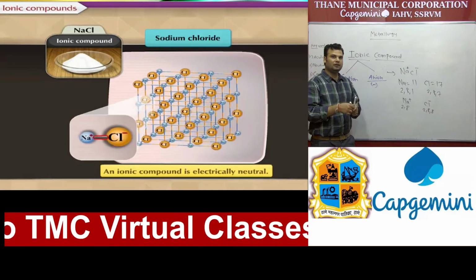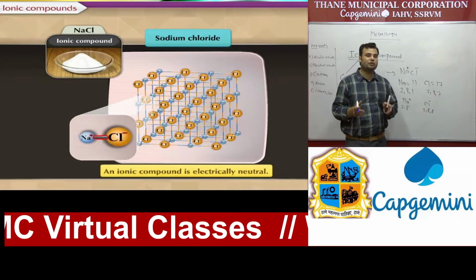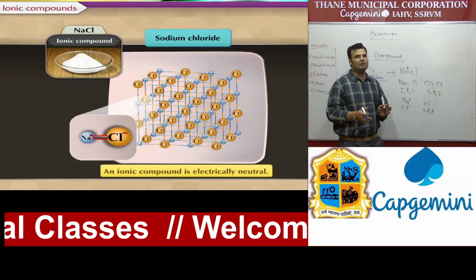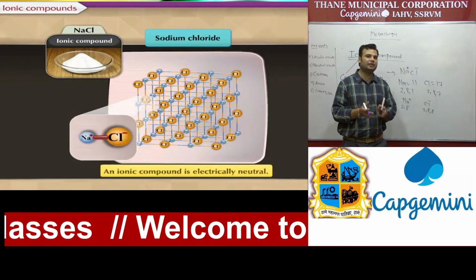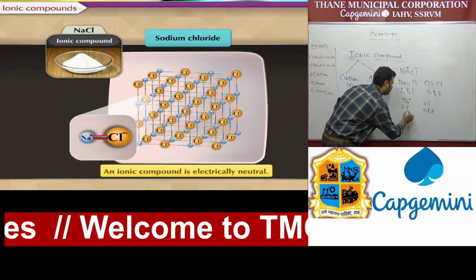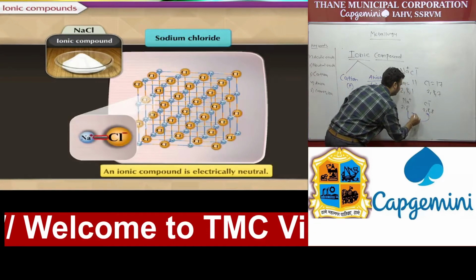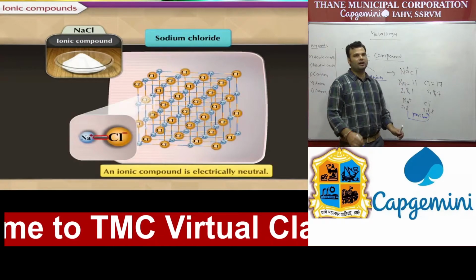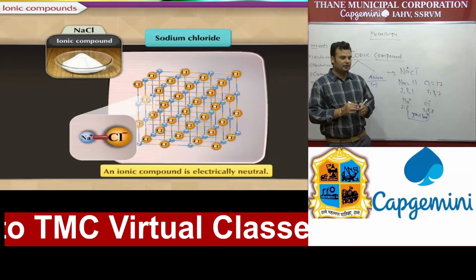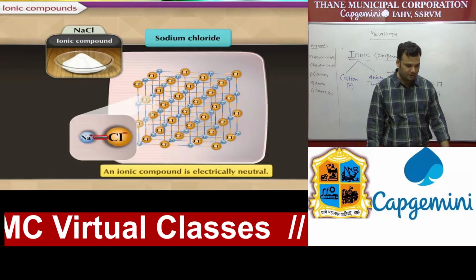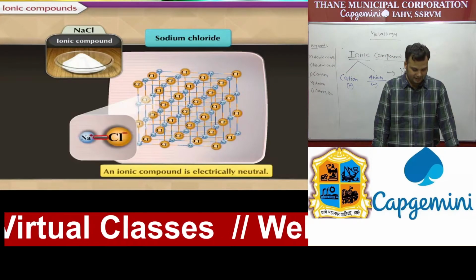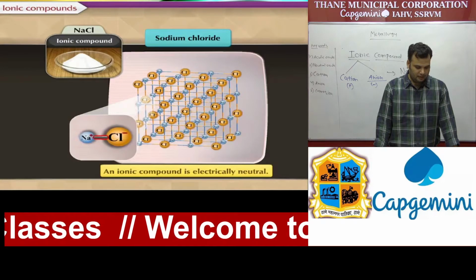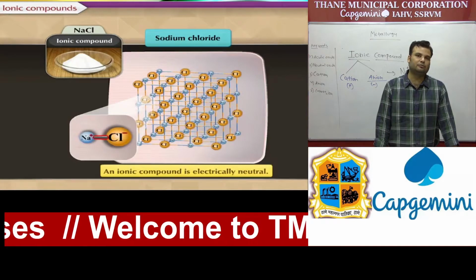Always remember that there is an electrostatic force of attraction between oppositely charged ions, positive and negative, and that type of bond is known as an ionic bond. And the compound is called an ionic compound. It is also given that compounds formed by two units, namely cation and anion, are called ionic compounds, and they are oppositely charged and have electrostatic force of attraction.